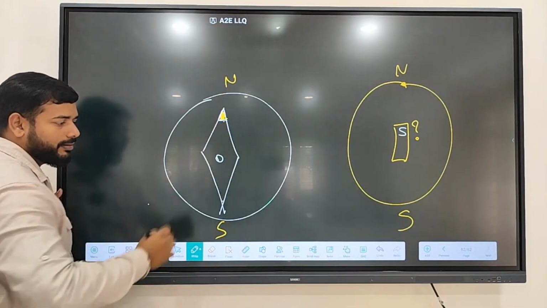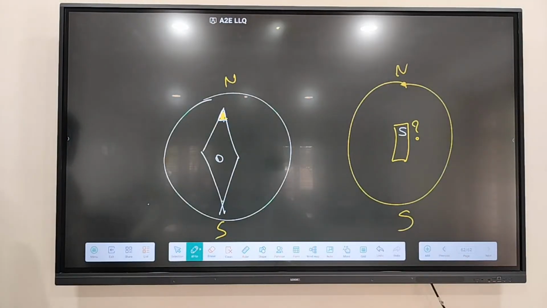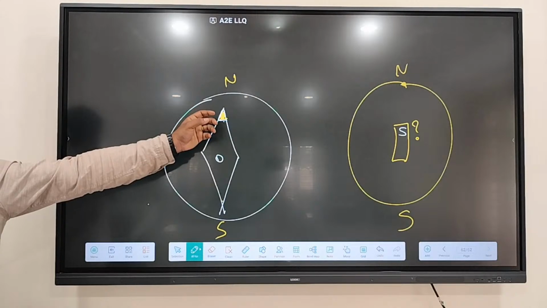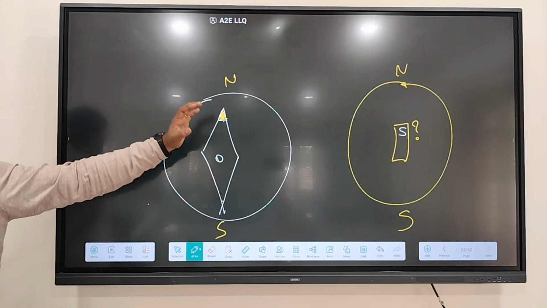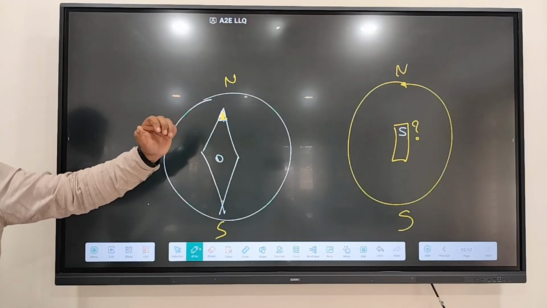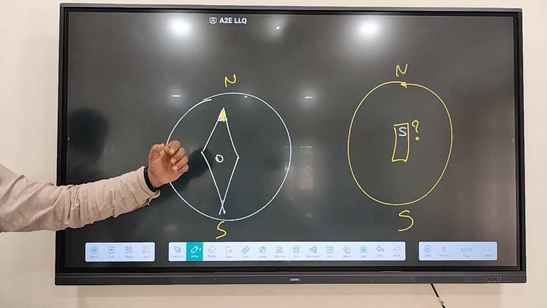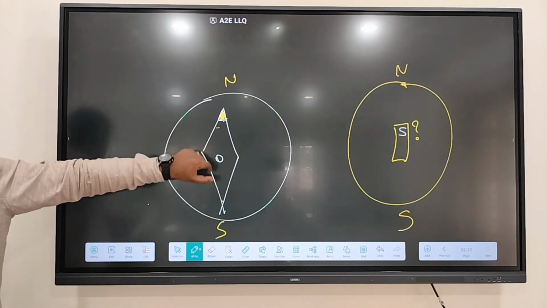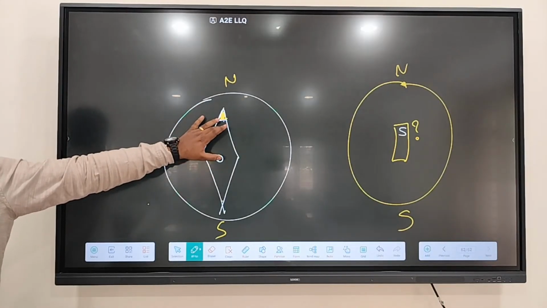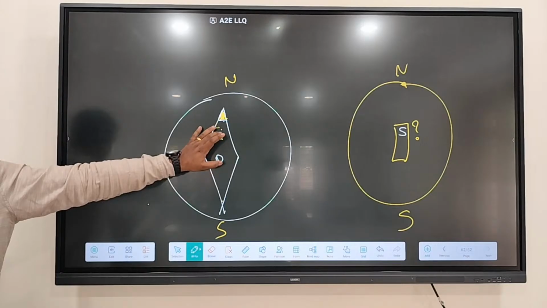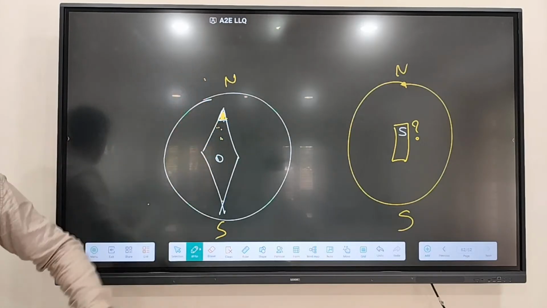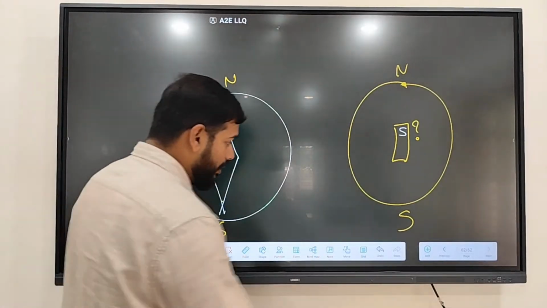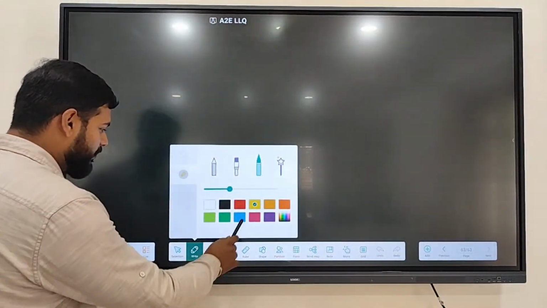Here also in the compass, one side will be marked with some color or dot. It will be showing the north direction. This pole is called the north seeking pole. North seeking pole means it is showing a north direction. Which is the pole of this magnet? This is the south pole. The south pole of the magnet is showing the north pole of the earth, right? Important.